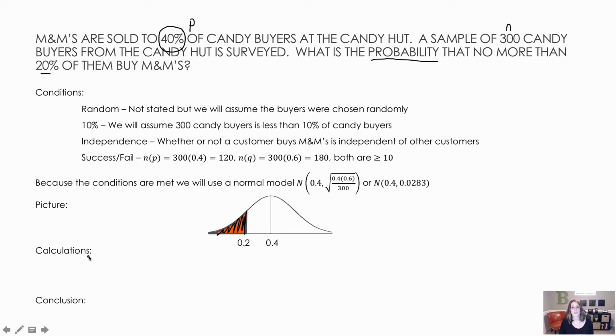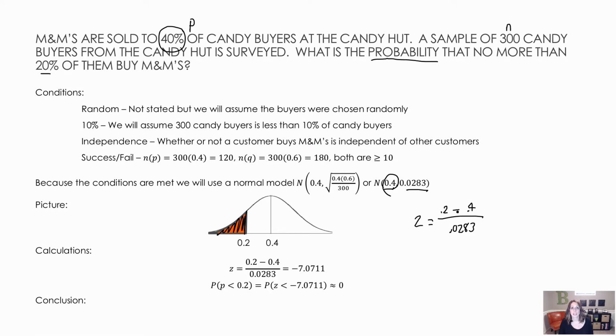The calculations would of course be the z-score, and the z-score is found using this mean and this standard deviation, so be very careful. So again, I'm going to do observed, or my guess, which is 0.2, minus expected, which is 0.4, so this is always the real mean, over 0.0283, and then of course that will give me a z-score, and then once I use my calculator or use StatCrunch to find the probability.